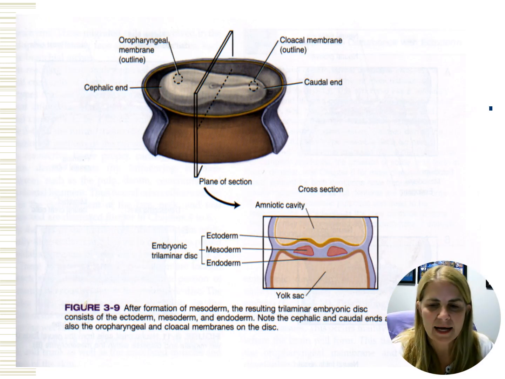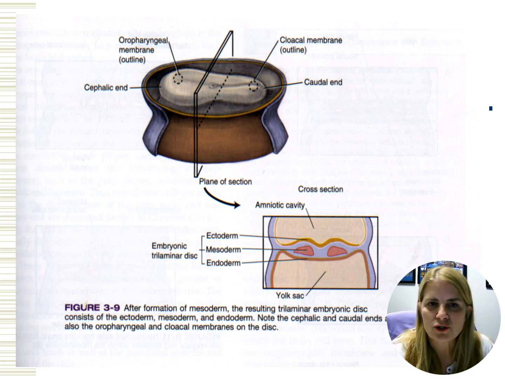The previous slides alluded to the fact that this trilaminar disc kind of looks like a flip-flop, and after the formation of mesoderm, when there are 3 layers, so it went from epiblast to ectoderm, hypoblast to endoderm, and then the mesoderm was formed by the migrating cells and the mesenchyme and the neural crest cells. So we've got 3 layers, trilaminar disc.